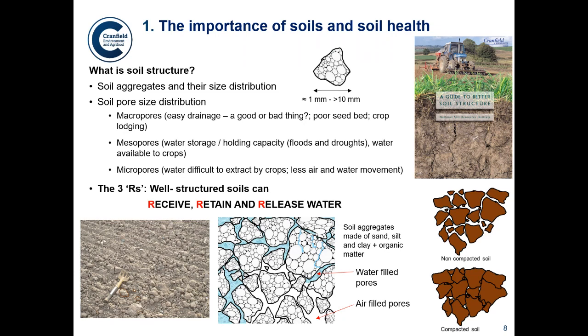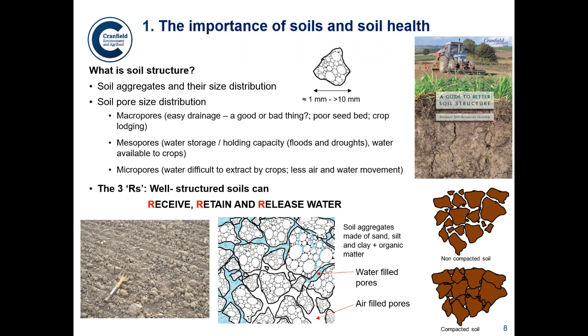And we have macropores, they're the big pores that allow easy drainage. That might be a good thing, you want to get rid of the water. It might be a bad thing, you want to hold on to the water. So that depends on whether you're trying to shift water through the profile or you want to hang on to it. But if we had only macropores, only very chunky soils, then that's not a great seed bed. That's going to give you poor crop establishment and maybe even crop lodging once you've got a crop growing.